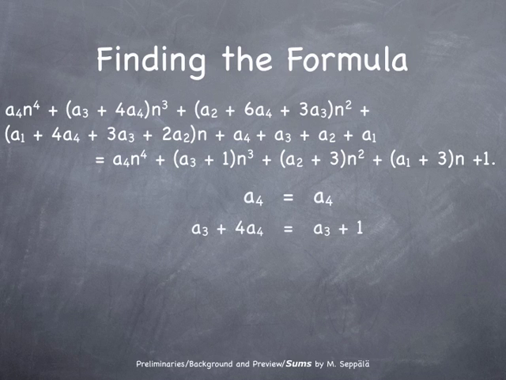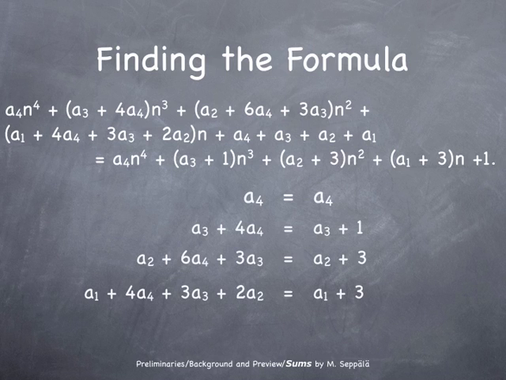This is already useful. Then next, from the second order terms we get the equation a2 plus 6 times a4 plus 3 times a3 equals a2 plus 3. And from the first order terms we get a1 plus 4 times a4 plus 3 times a3 plus 2 times a2 equals a1 plus 3. And then finally we have the constant terms on the left and on the right. We get from that a4 plus a3 plus a2 plus a1 must be 1.